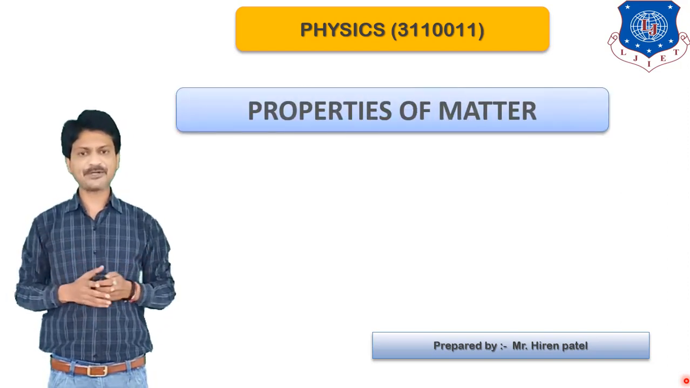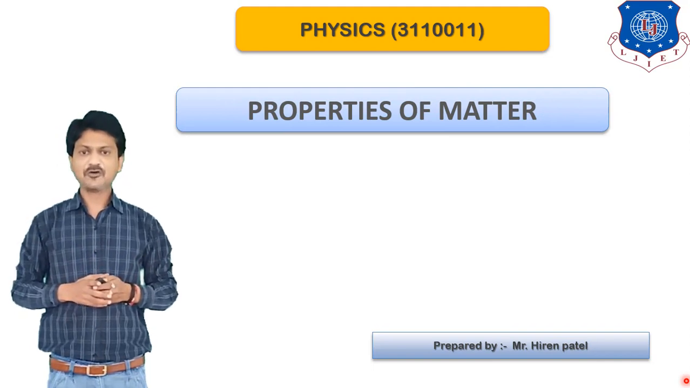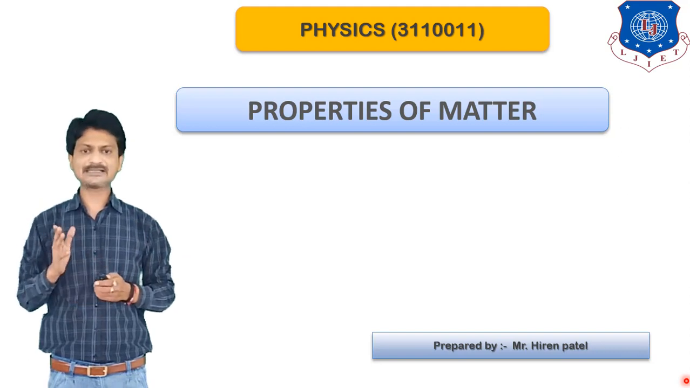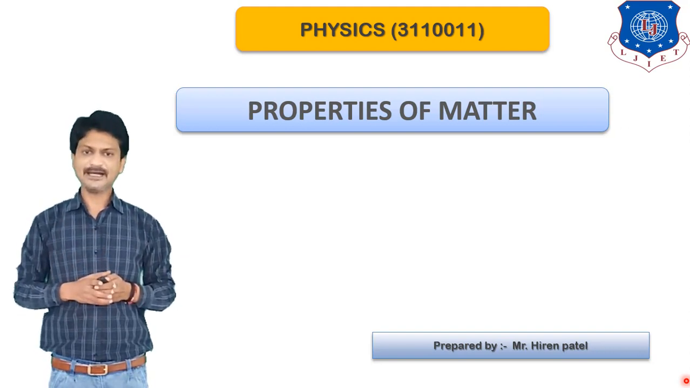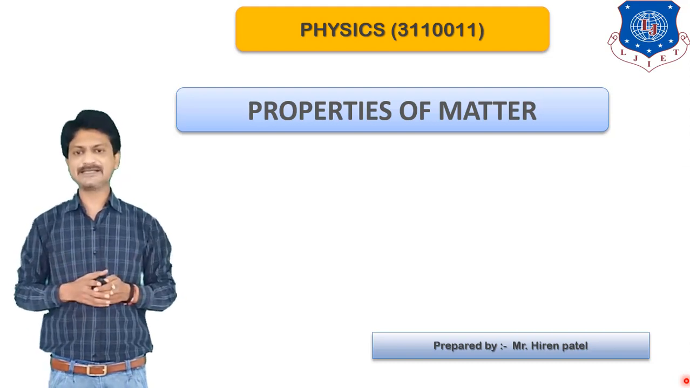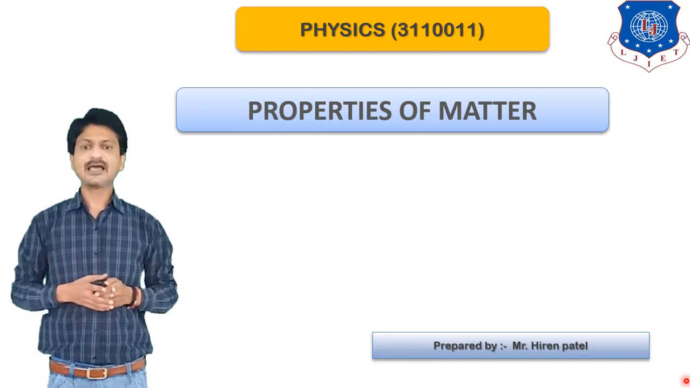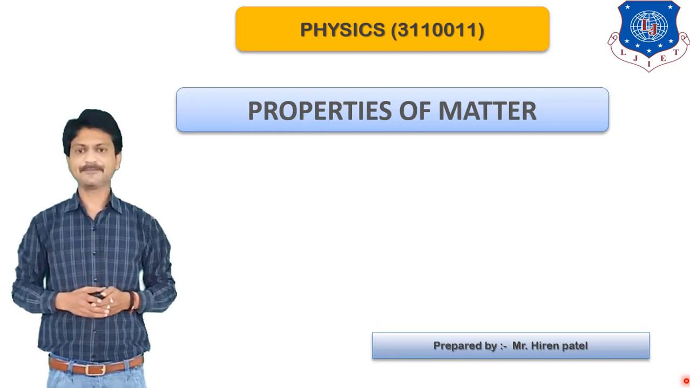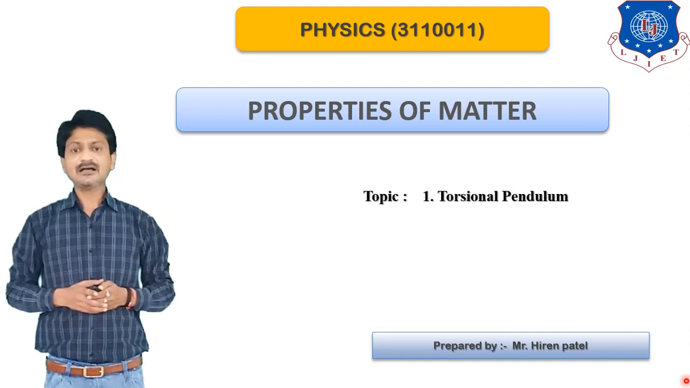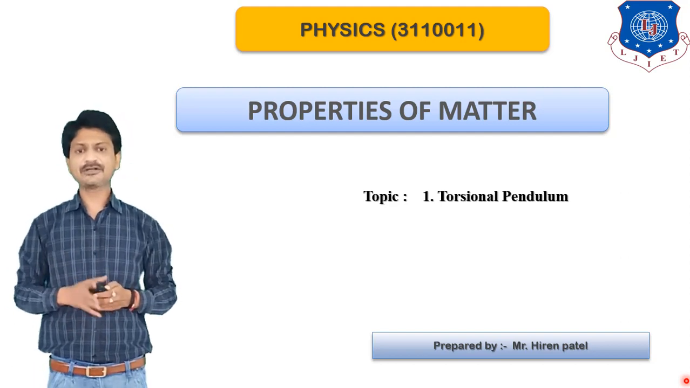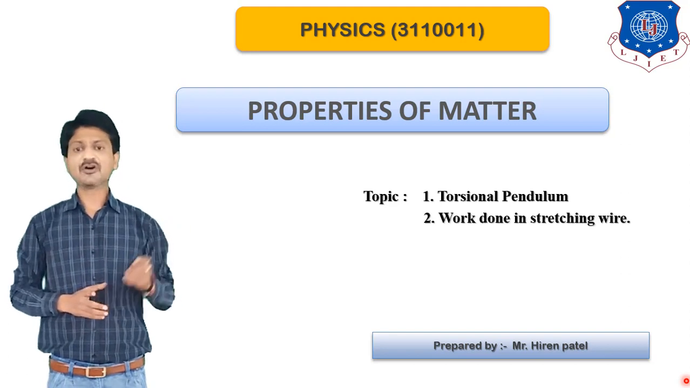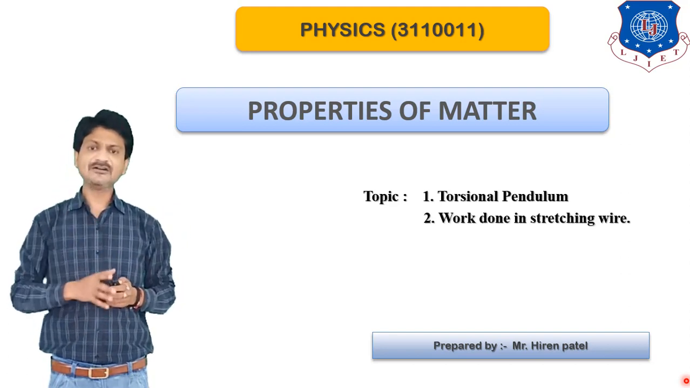So far in this chapter of Properties of Matter, we have discussed the basic terms related to stress, strain, load and Hooke's law. Also, we have discussed the concept of elasticity, types of elasticity, and factors affecting elasticity. So now, in this video, we will learn to derive the equation of time period of torsional pendulum, and we will derive the work done in stretching a wire.